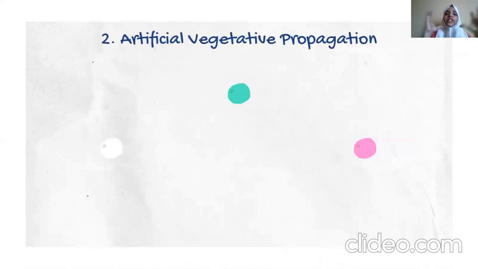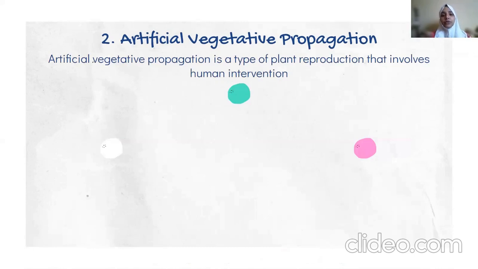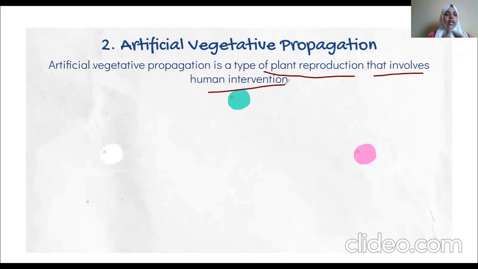Now we move to the artificial method. Okay, so vegetative propagation can be of two types. Those we have just gone through were the natural methods. Artificial is like human intervention. So artificial vegetative reproduction is a type of plant reproduction that involves human intervention. It is asexual reproduction only. It's just that we are doing some procedures, okay, wherein we are developing certain varieties of plant as per our own desires, as per our own need.